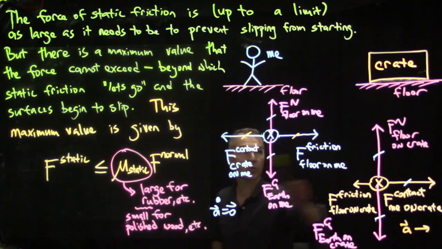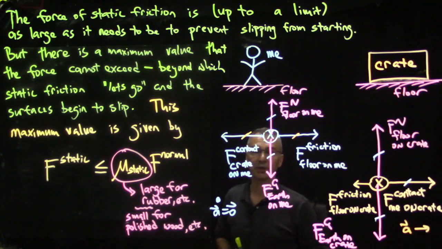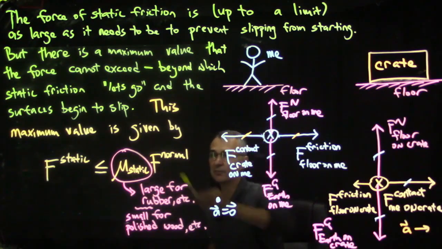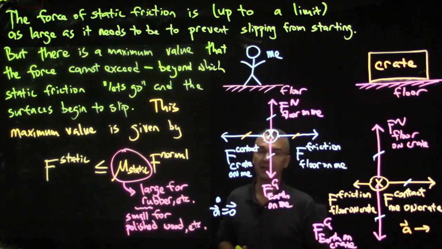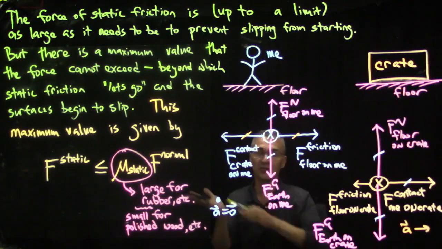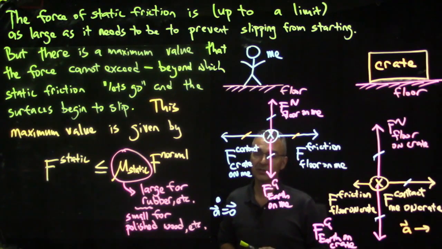when multiplied by the normal force gives the largest possible value of the static force of friction. It is large for something with a good grip like rubber, and small for something very smooth and slippery, like polished wood. And this coefficient depends not just on one surface, it depends on the two surfaces. So you could have wood on wood, or rubber on rubber, or rubber on wood, and so on. So mu static depends on the two surfaces, and it often depends on the details of the smoothness or the kind of finish of the two surfaces.